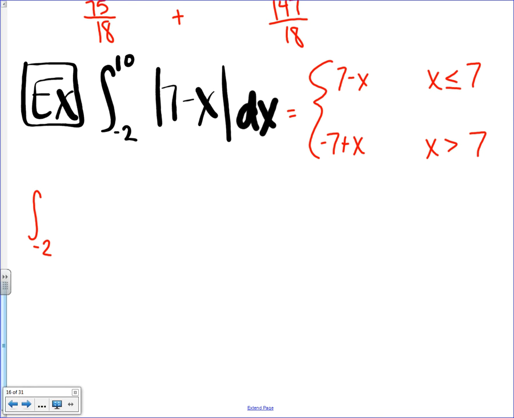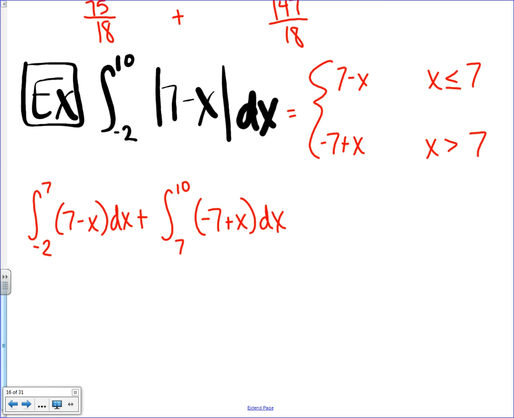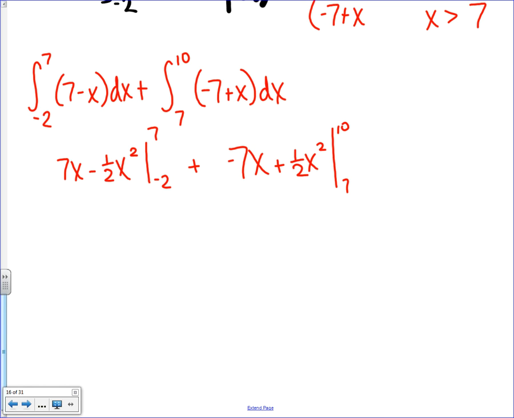I'm going from -2 to 7, and that will be this piece. Then I'm going to go from 7 to 10, and that will be this piece. Antiderivatives. Looks something like that. Okay, we go ahead and plug in these numbers.